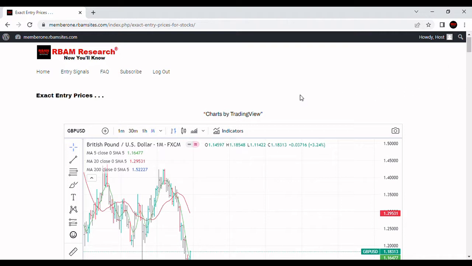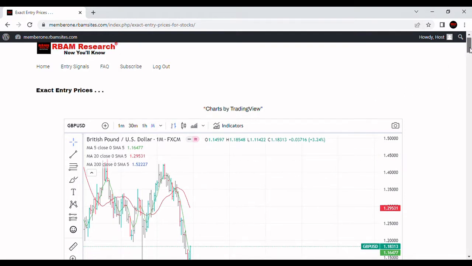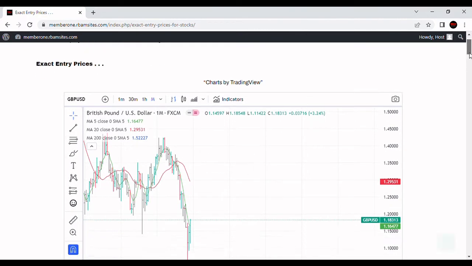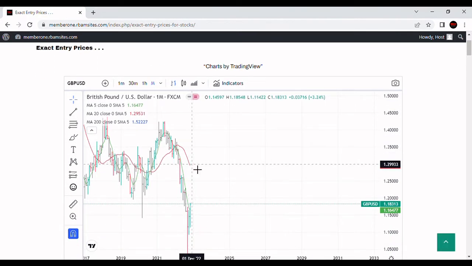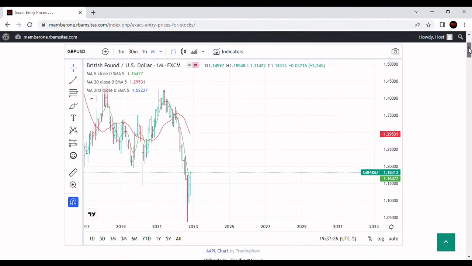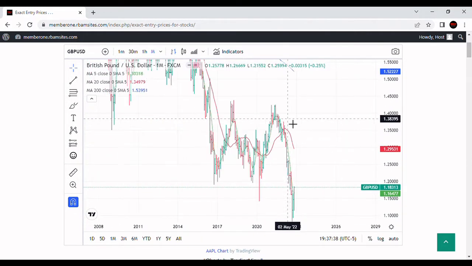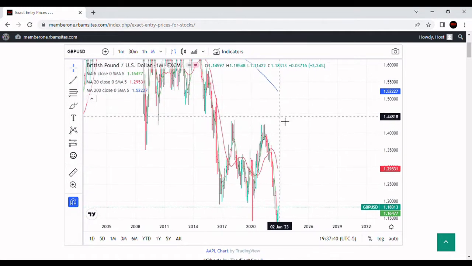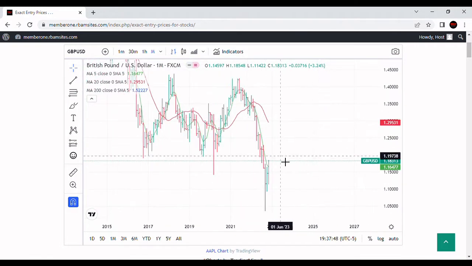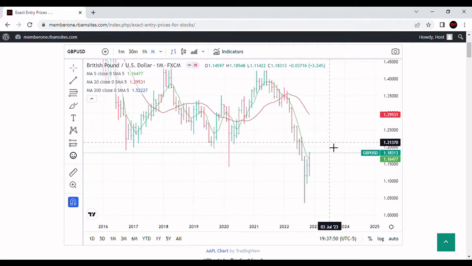Let's take a look at the technical analysis of the GBPUSD. We're going to use monthly charts for all of these. The red is a 20-month moving average. The green is a 5-month moving average. And the question is, is the dollar weak against the pound? Well, here's a 200-month moving average up here in blue, 20-month in red, and a 5-month in green.